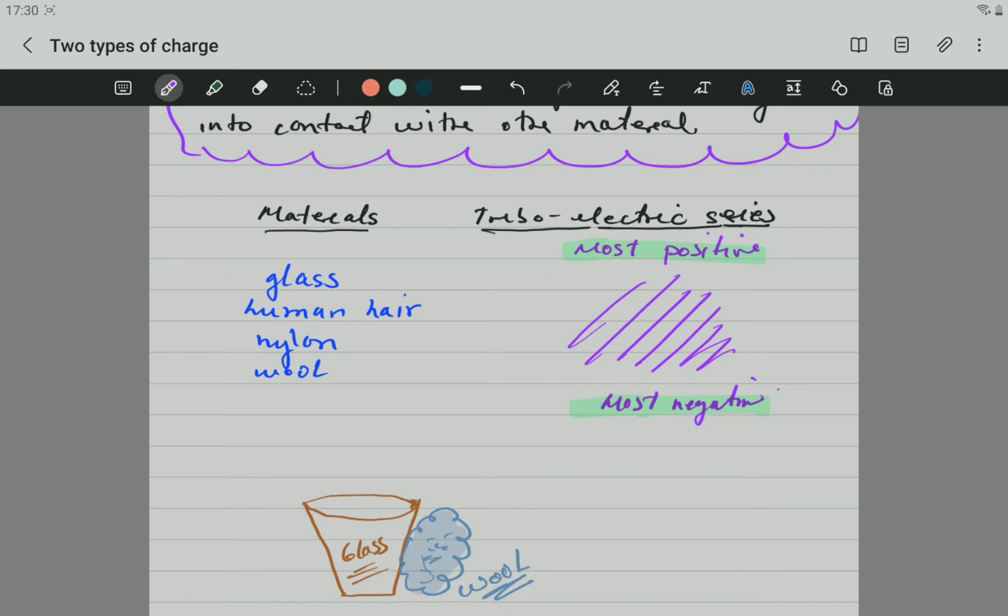In this case, the most positive are on top and the most negative are at the bottom. So if you rub two objects, the one that is on top in this list will become positive and the one that is at the bottom will become negative.